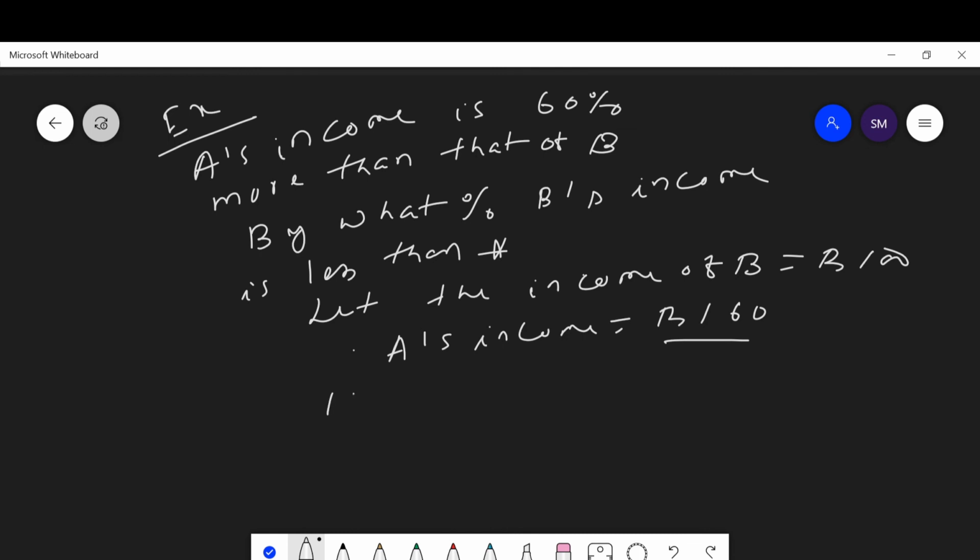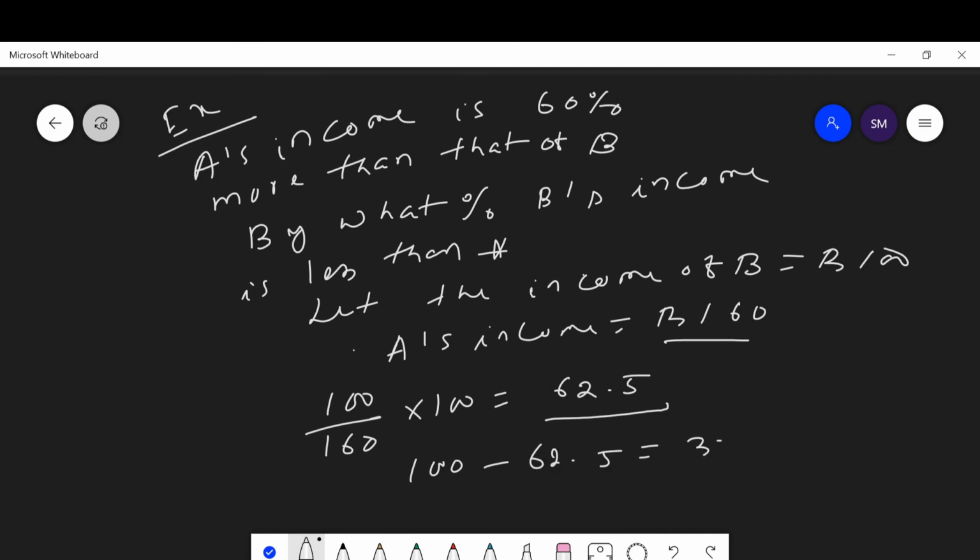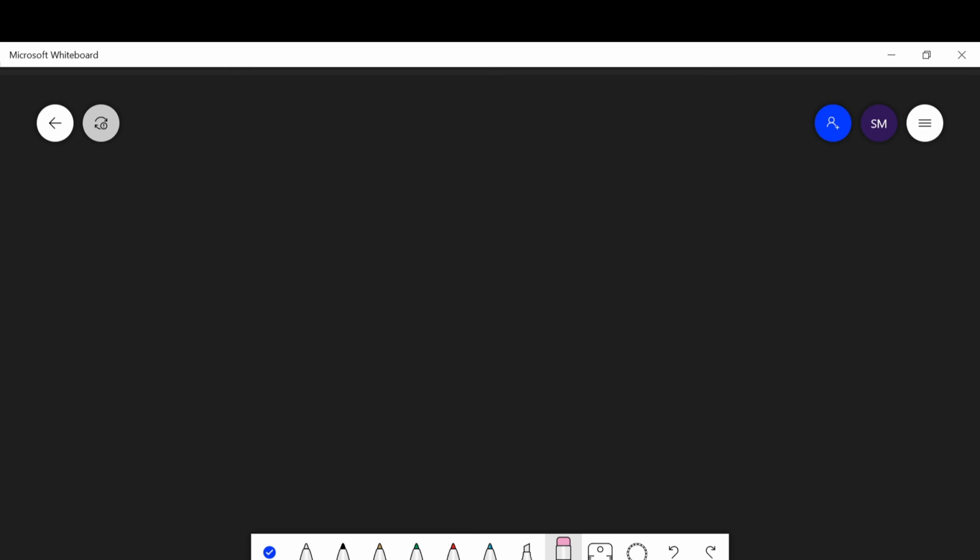This is equal to 100 upon 160 into 100, which is equal to 62.5. So B's income is 62.5% of A's. Then B's income is less than A's income by 100 minus 62.5, which is equal to 37.5%. Then students, today this much. In my next session we will continue with profit and loss.